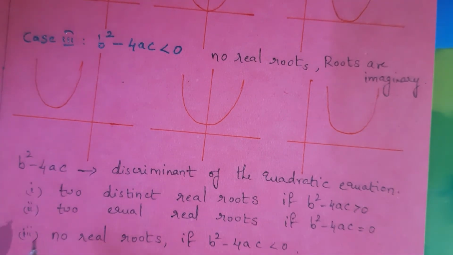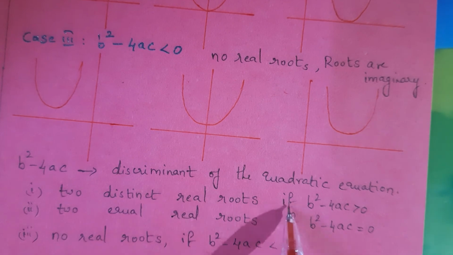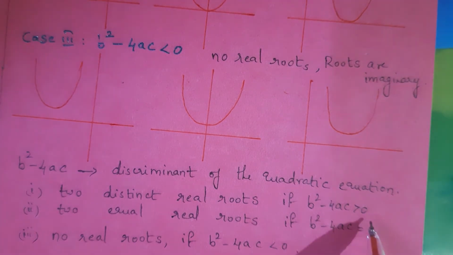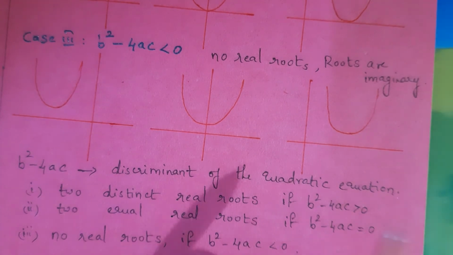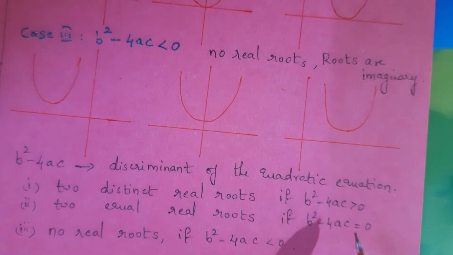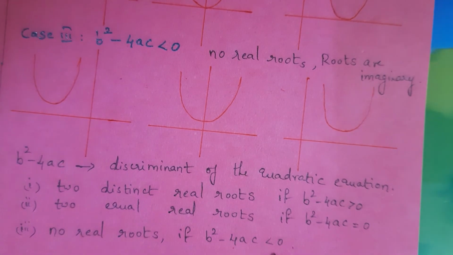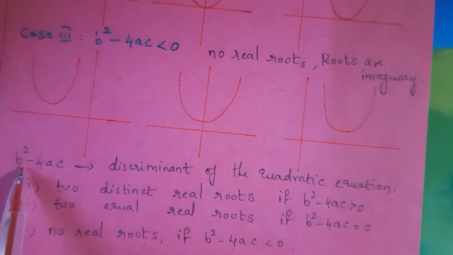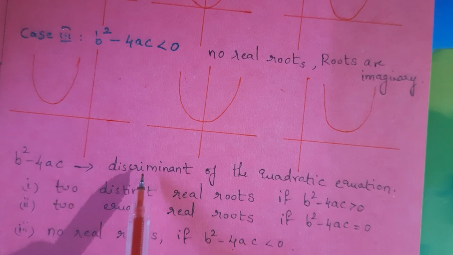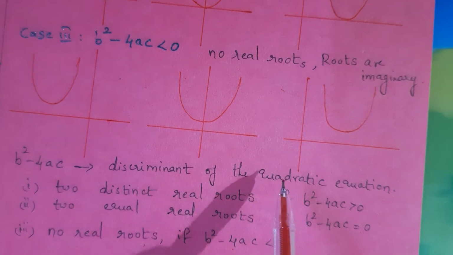At a glance, if b² - 4ac is greater than 0, then we have two distinct real roots. If b² - 4ac is equal to 0, then we have two equal real roots. And if b² - 4ac is less than 0, then there are no real roots and the roots are imaginary. So b² - 4ac is called the discriminant of the quadratic equation.